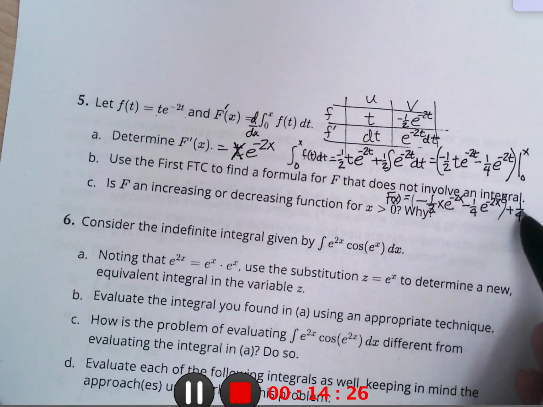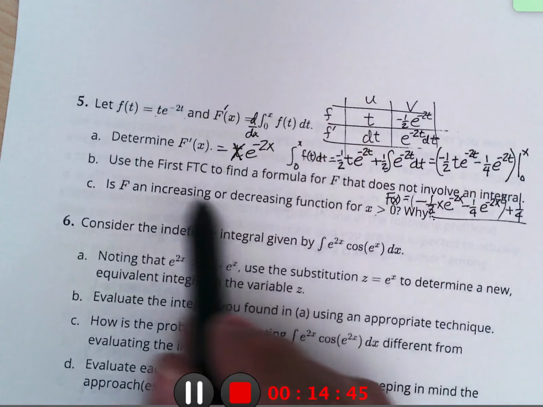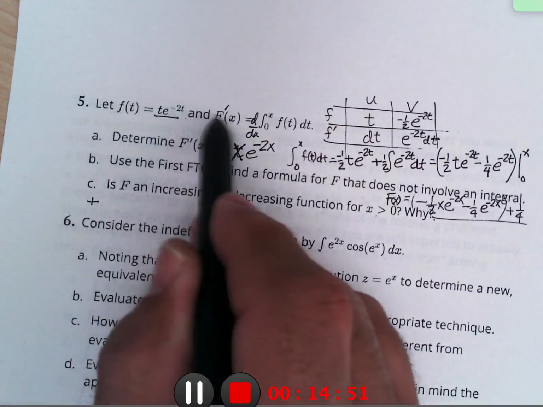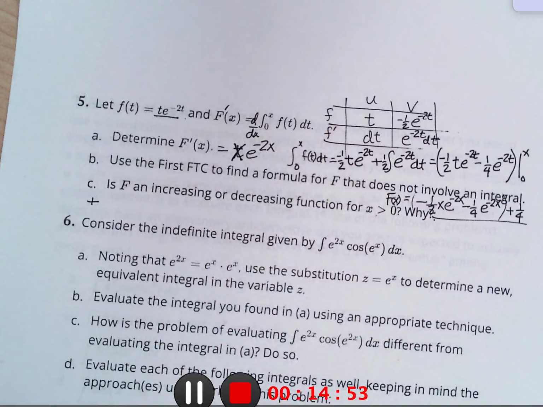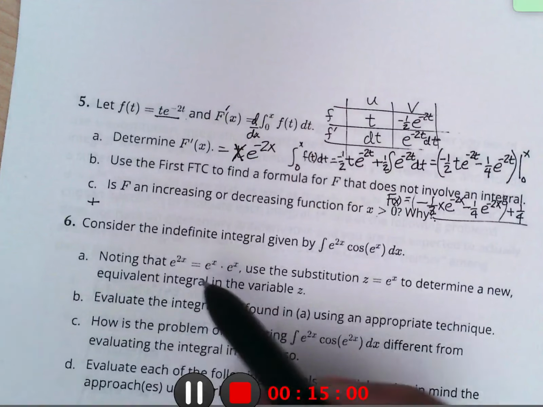Then it asks, is f an increasing or decreasing function when x is greater than 0? Well, we could graph it and see if it's increasing or decreasing. But also, if the derivative is positive, the derivative, which is this, f prime was this, if this is a positive number, that means it's got a positive slope or is increasing.